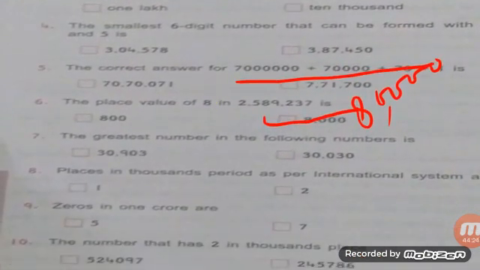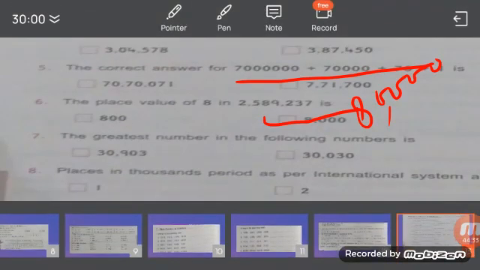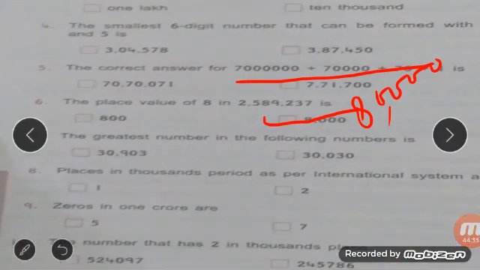I have explained you up to question number 6. Yes, 7th. The greatest number in the following numbers is. Here the full page is not there, so you have to open the book. 7th. The greatest number in the following numbers. The numbers are 30,903, then 30,030, 30,390. So for finding out the greatest, you have to compare the first digits.